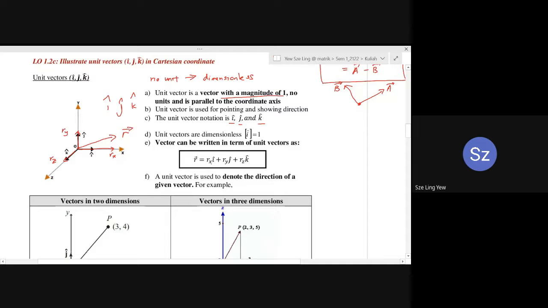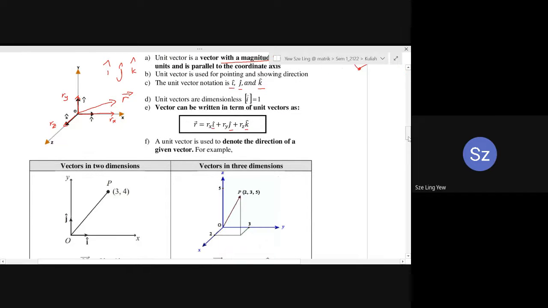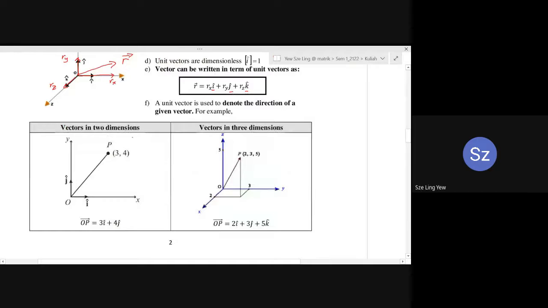Okay, and then you use ijk to tell the reader the value given is along X component, Y component, or Z component. For example, look at the table below. Now you have a vector in 2 dimensions. How are you going to use unit vector to represent this vector? The value along X axis is 3. The value along Y axis is 4. So when you want to write it in terms of unit vector, it becomes 3i plus 4j.